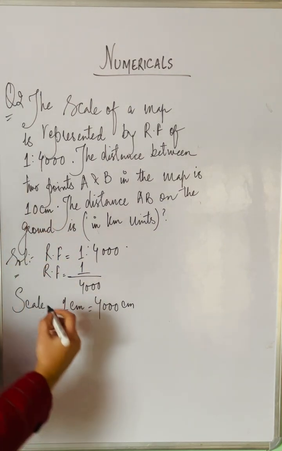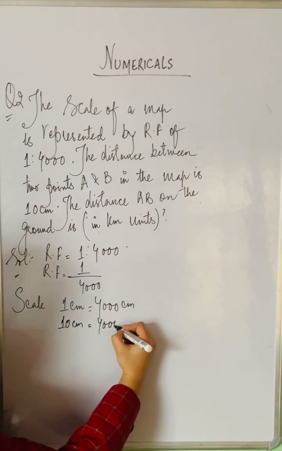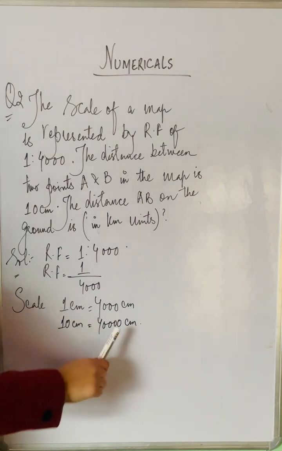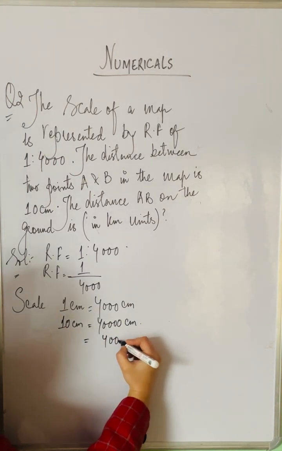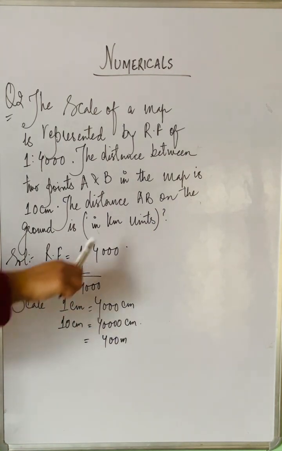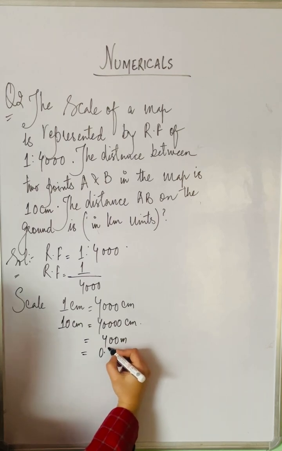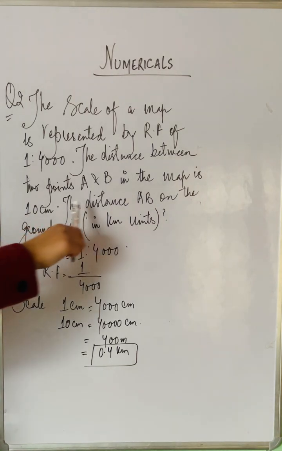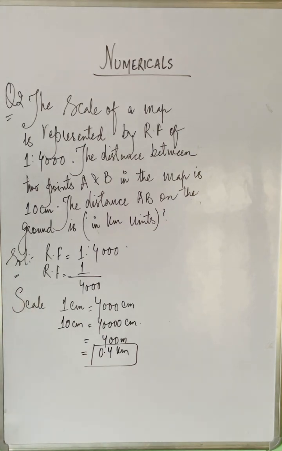Therefore, 10 centimeters will represent how many centimeters on the ground? Every 10 centimeters will represent 40,000 centimeters on the ground, and that will come equivalent to 400 meters. And if we have to report the answer in kilometers, it will be 0.4 kilometer. So the distance AB on the ground will be equal to 0.4 kilometers.